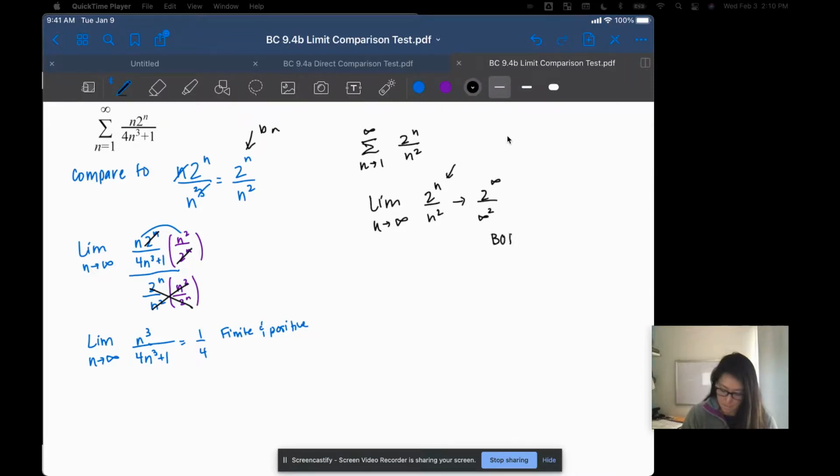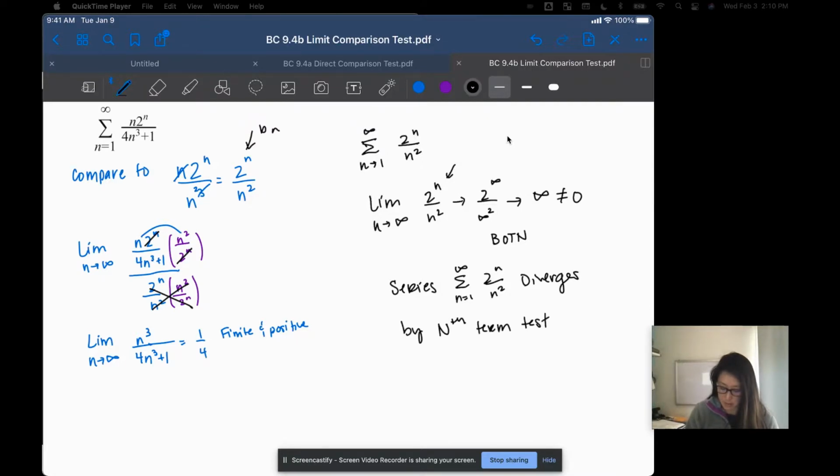This is infinity over infinity. So as n goes to infinity, the function will also go towards infinity, which does not equal 0. So the series, the sum from n equals 1 to infinity of 2 to the n over n squared, diverges by the nth term test. We haven't seen that one in a while. Okay. The nth term test.